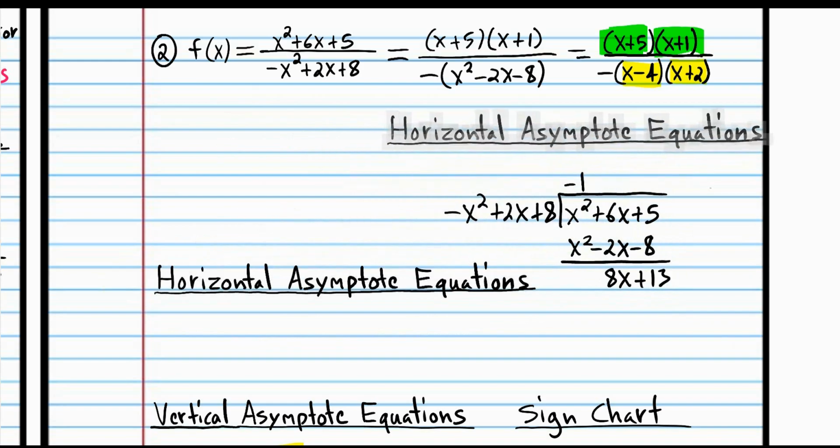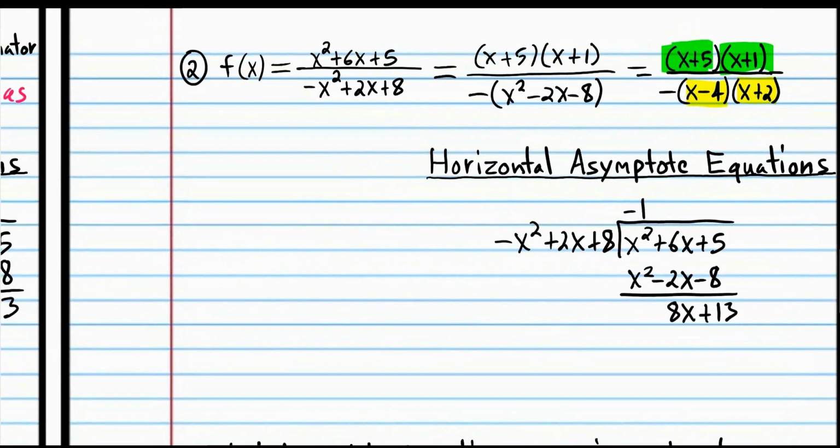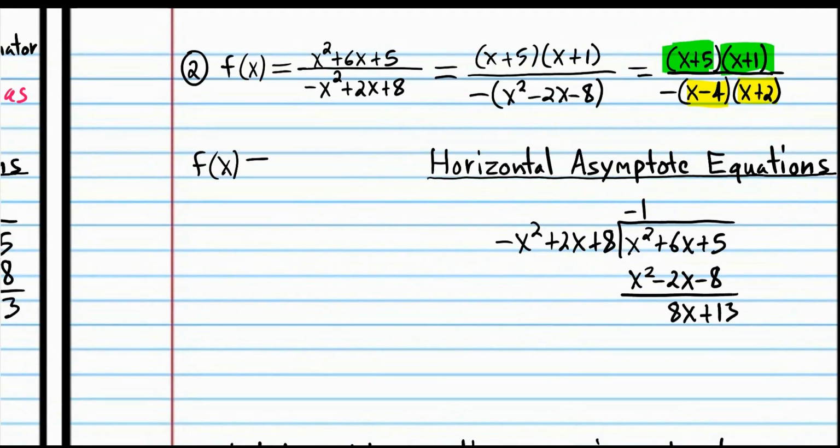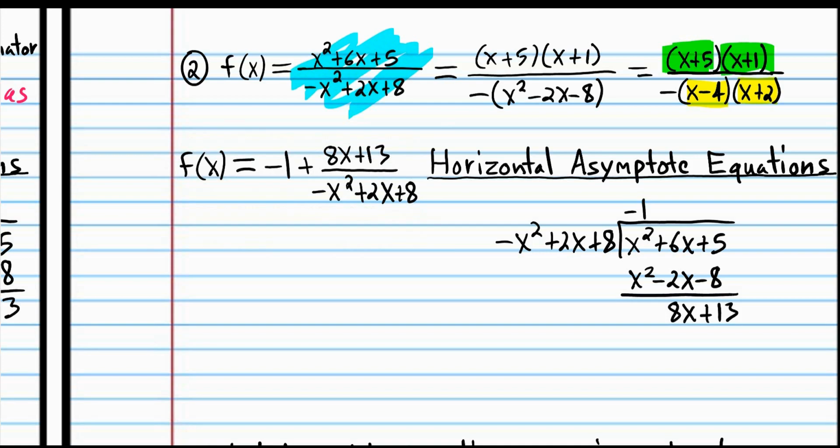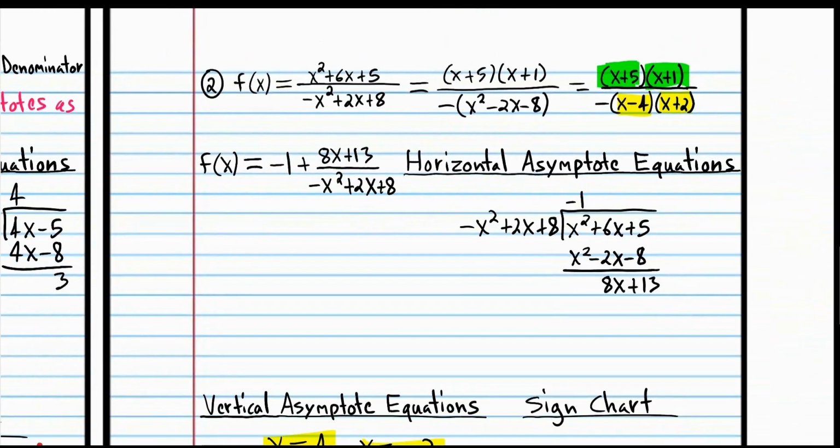Maybe I'll put this up here. So f of x in our new form is now -1 plus (8x plus 13) over (negative x squared plus 2x plus 8). So all we did was simply change the form of this blue expression up here. We changed it to this. And now we can see where the horizontal asymptote is.